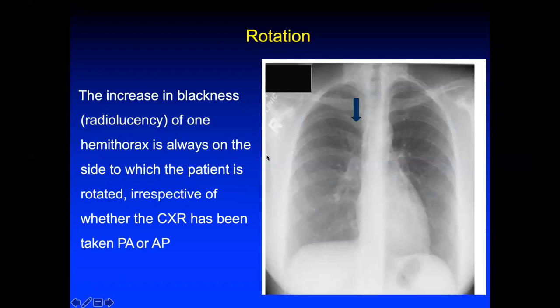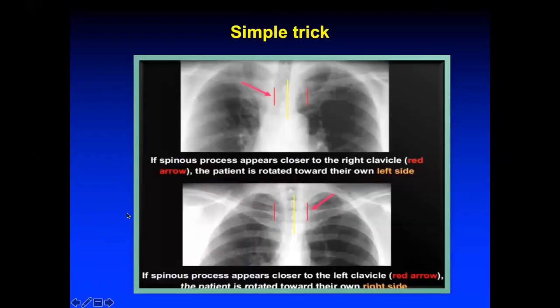Now, whenever there is rotation, why are we more concerned about it? Because towards the side of the rotation, suppose the X-ray is rotated towards the right side, on that side there will be increase in blackness, that is radiolucency, on the hemithorax. On the side to which the patient is rotated, whether the X-ray is PA or AP. So irrespective of AP or PA film, whatever is the side of the rotation, there will be radiolucency. So you cannot comment on the opacities, whether this area is hyperinflated or the other area appears abnormal. So first and foremost, you determine the rotation. A simple trick to say whether it is right rotated or left rotated?